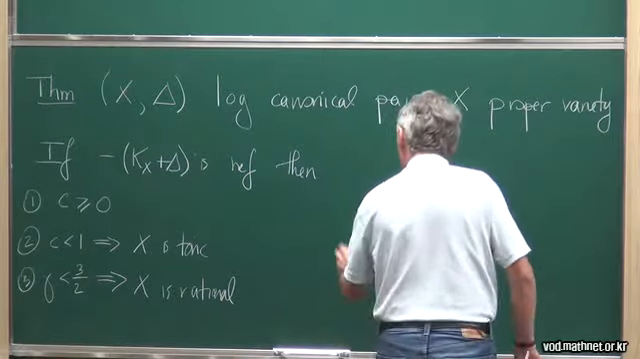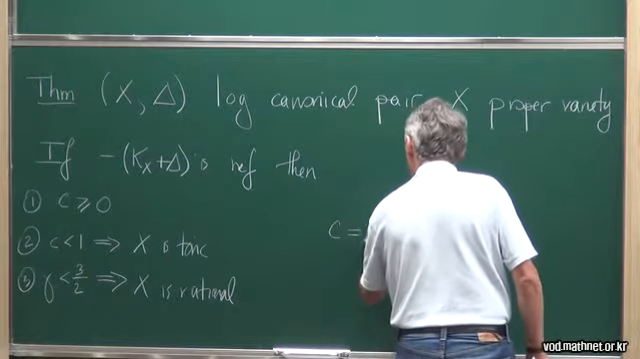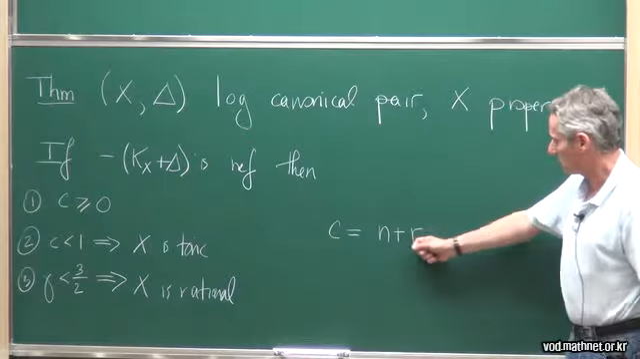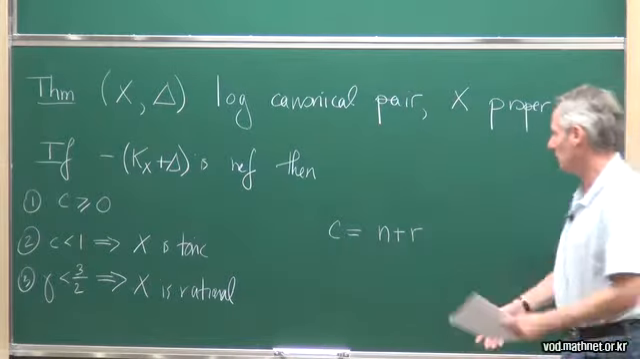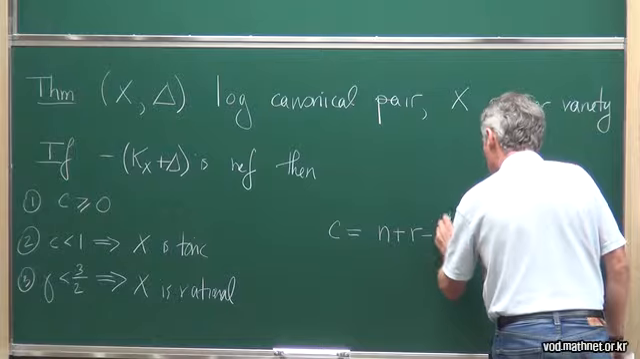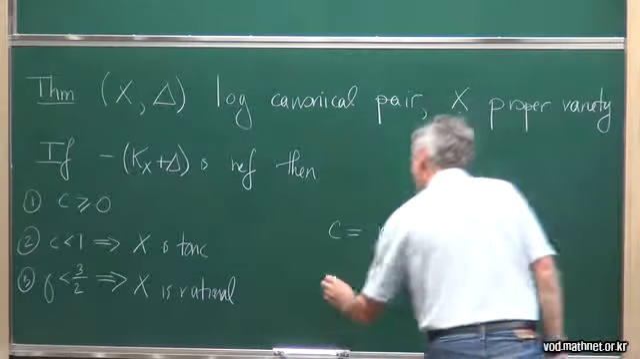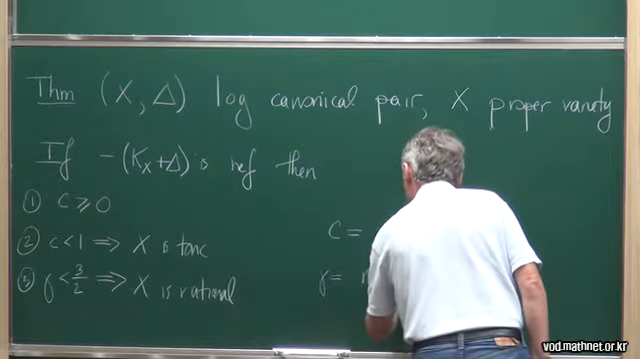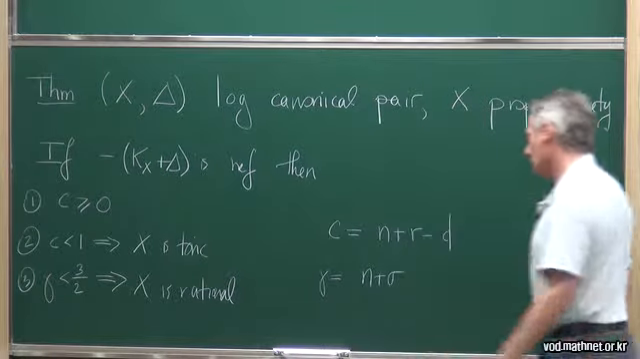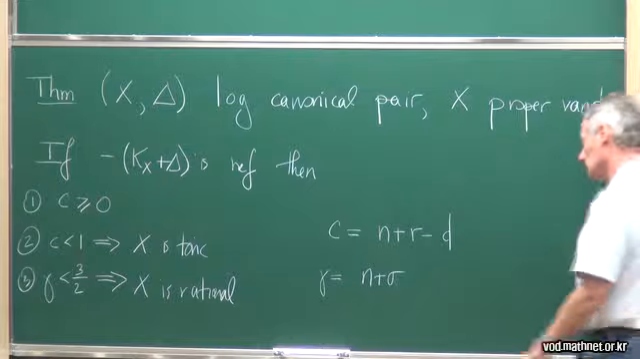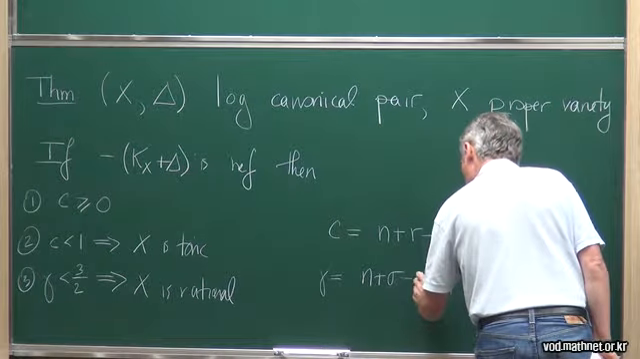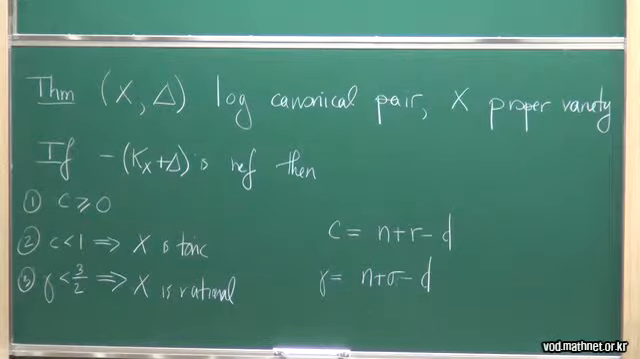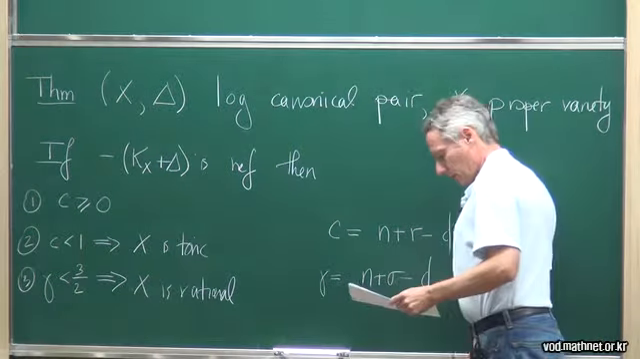So let me just recall that the complexity is the dimension of X plus the rank of the span of the components of delta minus the sum of the coefficients. And gamma is very similar. Dimension plus basically the Picard number, let's say sigma, the rank of the class group, minus the sum of the coefficients.